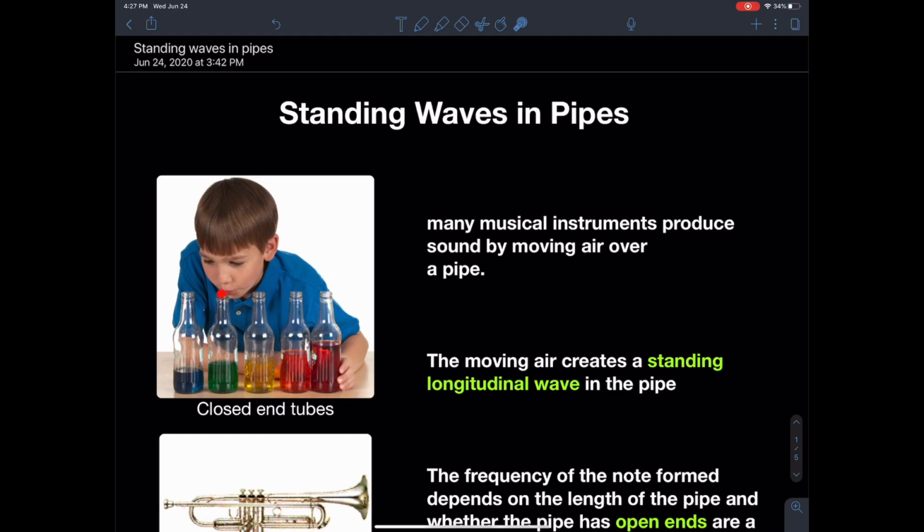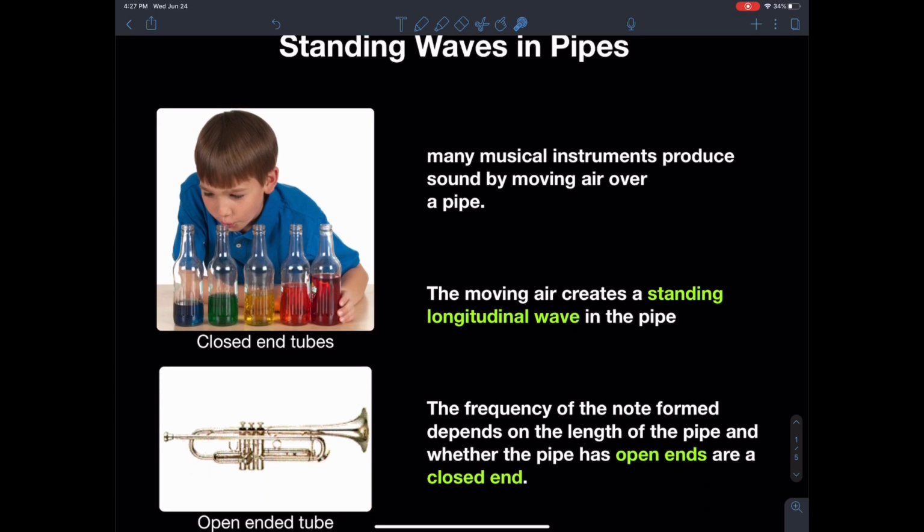So you're going to be blowing air over top, which creates a vibrating pressure inside of that bottle, and the air is going to form a longitudinal wave that's going to travel down and bounce off that boundary and back again. And that reflection is going to cause the waves to superimpose and create a standing wave like we learned about in the strings. Okay, and we have two different types of pipes.